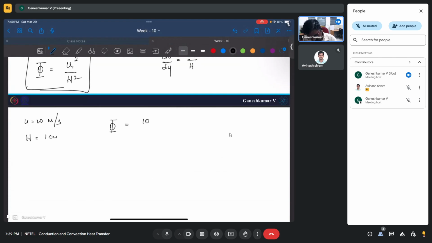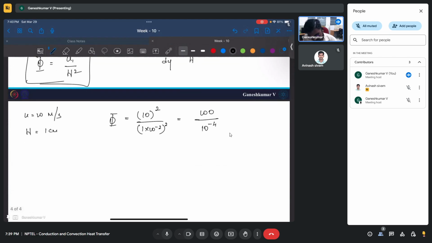So this becomes 10 square divided by 1 into 10 power minus 2 square. So this becomes 100 by 10 power minus 4. So this becomes simply 10 power 6. Okay.